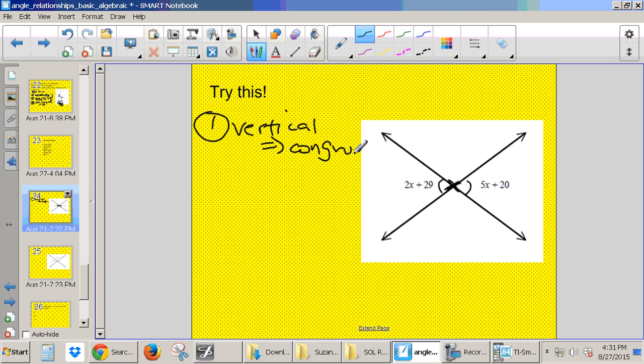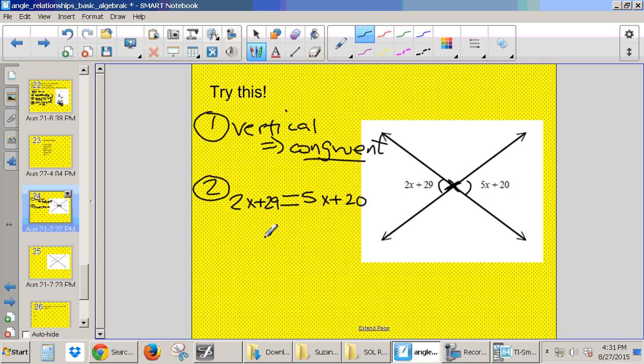And this is what is going to help me set up the equation for this problem to find the value of x. So step 2, I'm taking my knowledge that these angles are equivalent or equal or congruent, all meaning the same thing, and I'm going to set up the equation. The angle on the left, 2x plus 29, is equal to the angle on the right, 5x plus 20. That is because they are congruent.